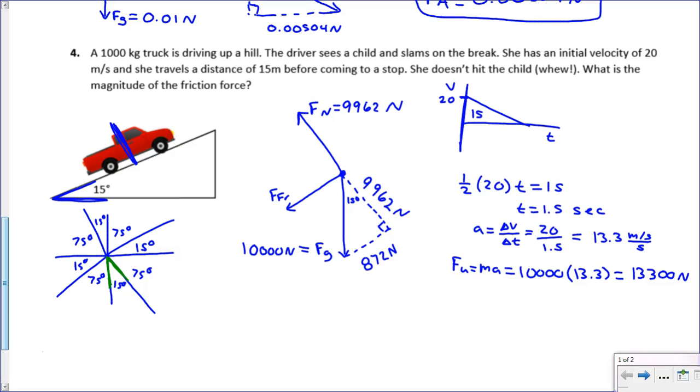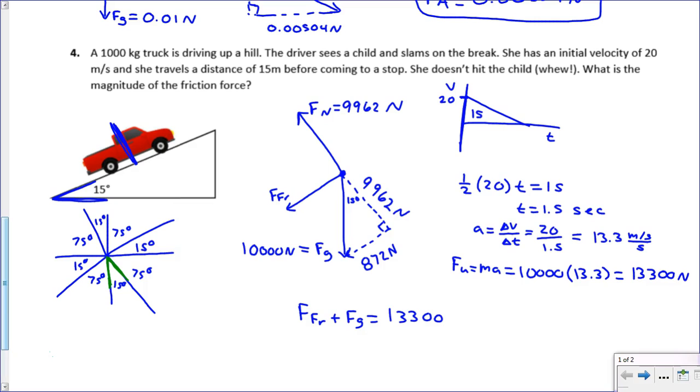The unbalanced part is the part that's going down the hill. Now, there are two things that are going down the hill, right? There's the gravitational force, which is going down, and there's a frictional force, which is going down. And so we know that the frictional force, FFR, and the gravitational force together have to give you your unbalanced force, which in this case is 13,300. The unbalanced force is going down the hill, and both the friction and the gravity are going down the hill, so together they add up to 13,300.